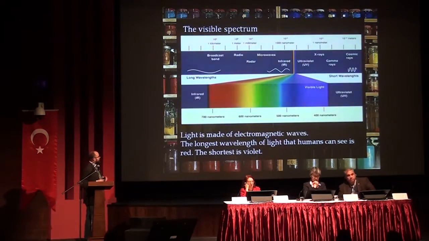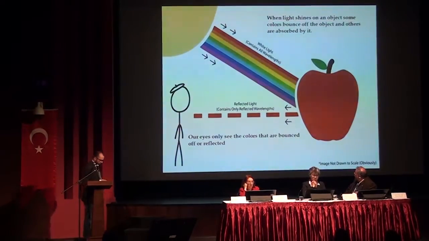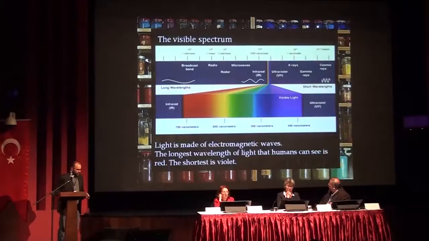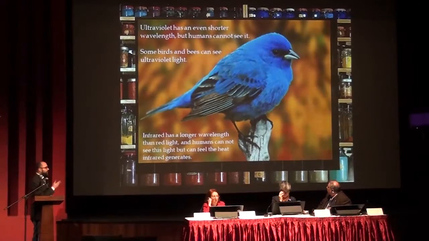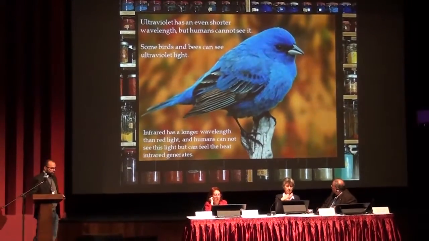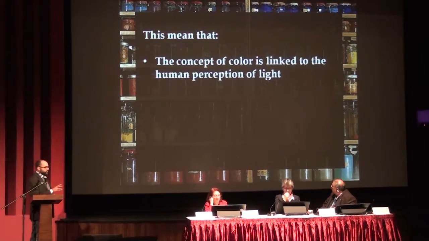This is the spectrum of wavelength. So, you see that the visible part is a very small part of the entire wave. So we see from the infrared up to the ultraviolet in the middle. Okay, but there are many things that happen in other wavelengths. For example, some animals can see in ultraviolet, some other can see in infrared. So this means that the concept of color is linked to the observer.